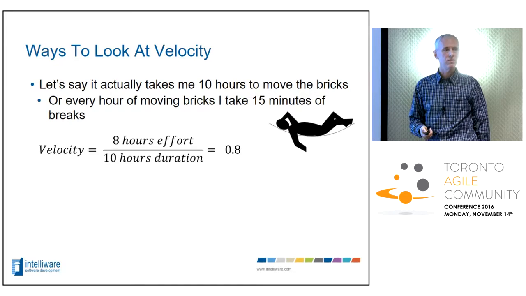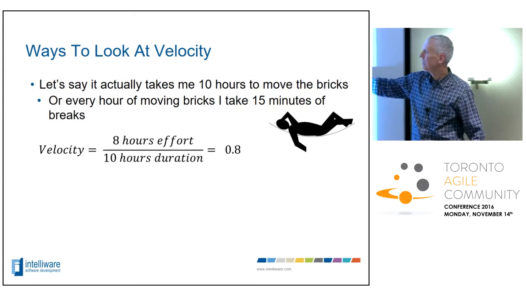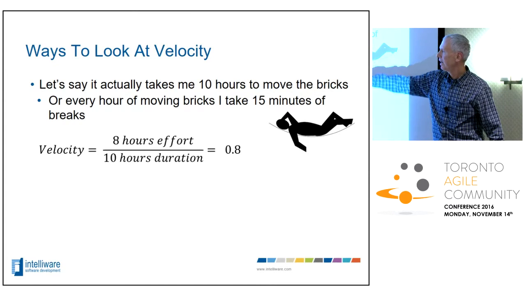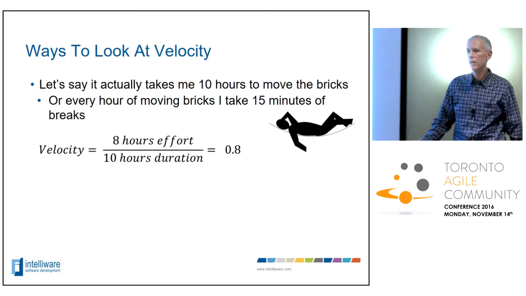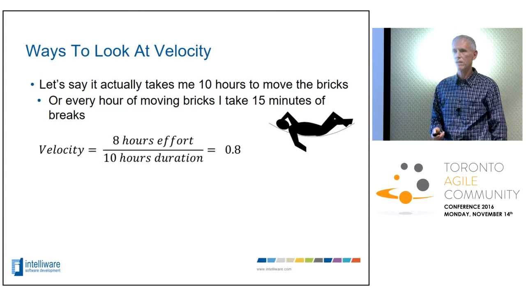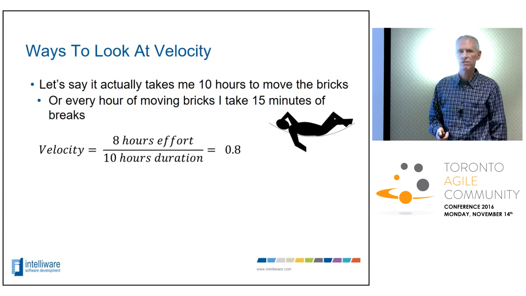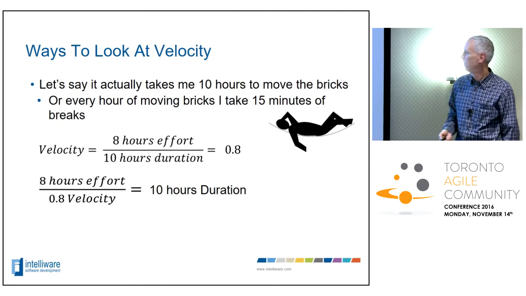So what does that mean in terms of velocity? Well, one way you can look at the velocity is 8 hours of effort over 10 hours duration is 0.8. So my velocity is 0.8, like 80%. I'm 80% effective on my duration or on my effort, which means my duration will always be more than my effort, which it should be.